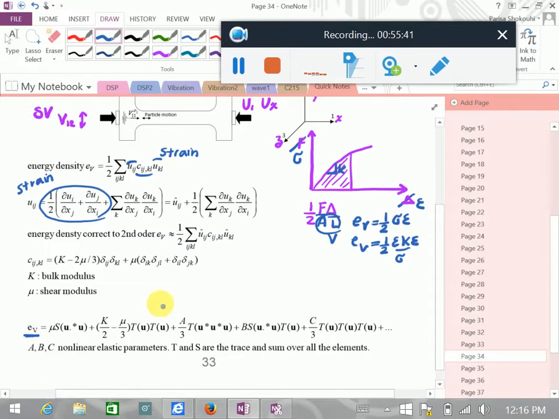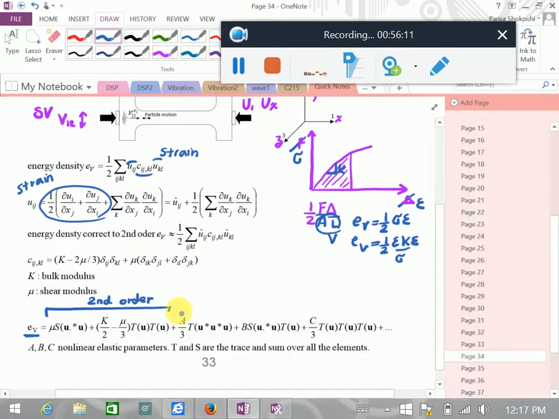Now, the first two terms are second order because you have only two u's. These are now tensors, strain tensors. You only have two multiplied. And for linear elasticity, that's where we stop. We ignore the rest of the energy density. You are with me so far?